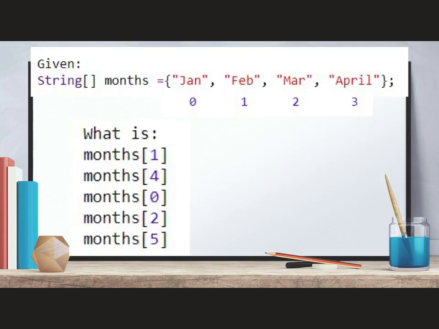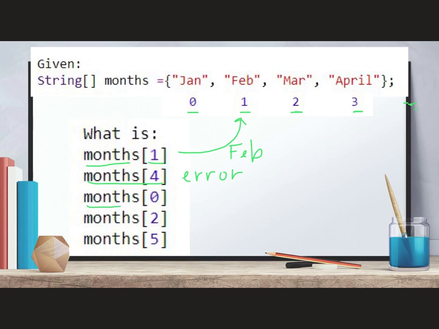I have an array called months. The type is string, and I have entered in Jan, Feb, Mar, and April. Now I've gone ahead and listed the index below it. Normally you wouldn't see this in your code. You just have to know the indexes. So if I was to ask, what is months index 1, there's index 1. What is stored in there is Feb. Months index 4. Well, wait a minute, there is no index 4 over here. This is going to give me an error message.